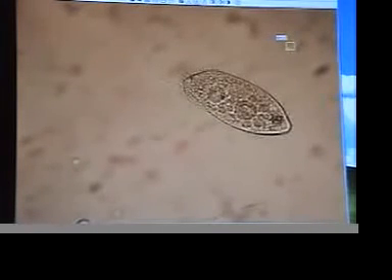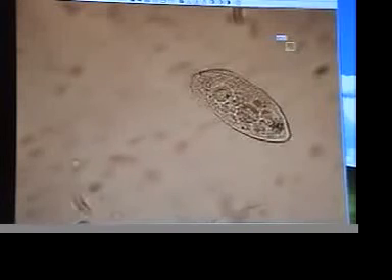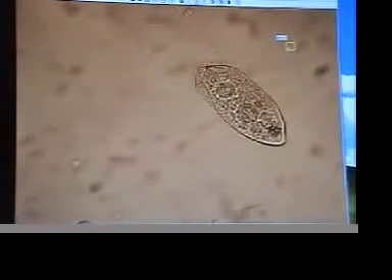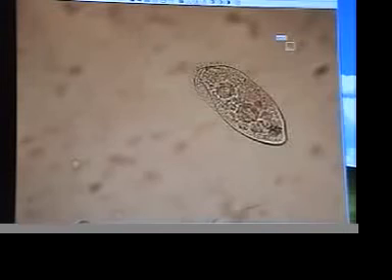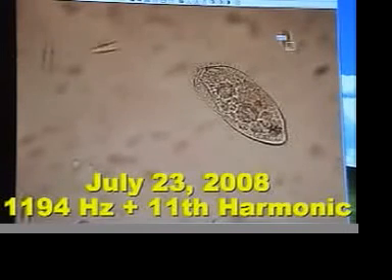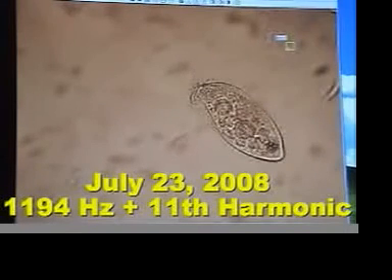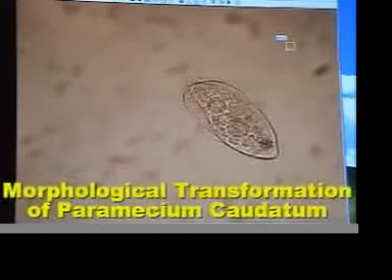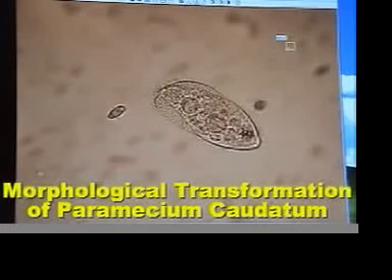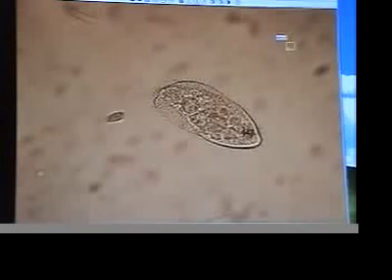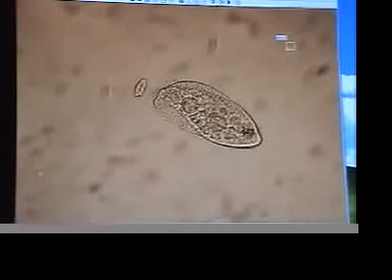That's me just straightening out the slide. Nope, see that? Morphological transformation right there. We just saw it. He's changing live in real time for the camera. This is a morphological transformation of the Paramecium caudatum.